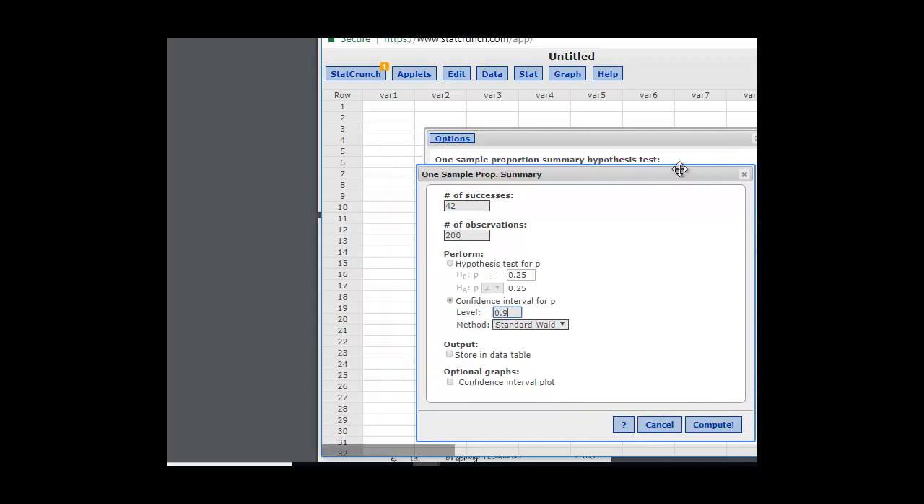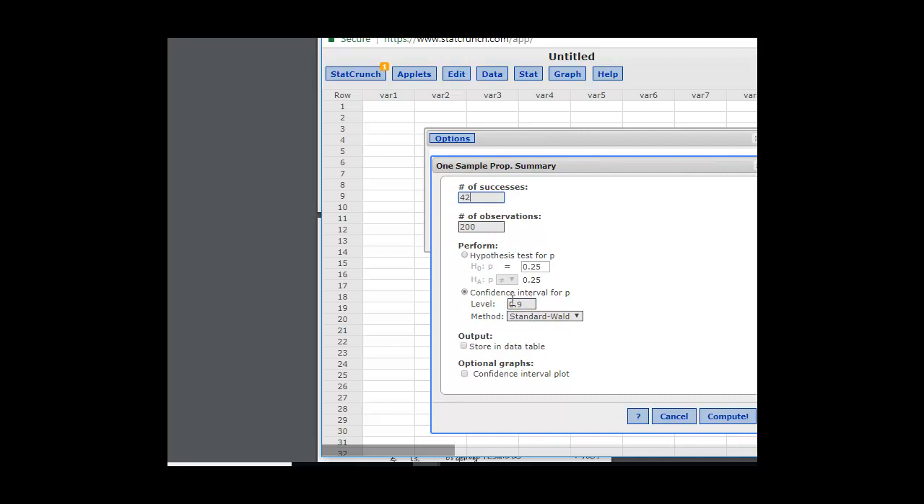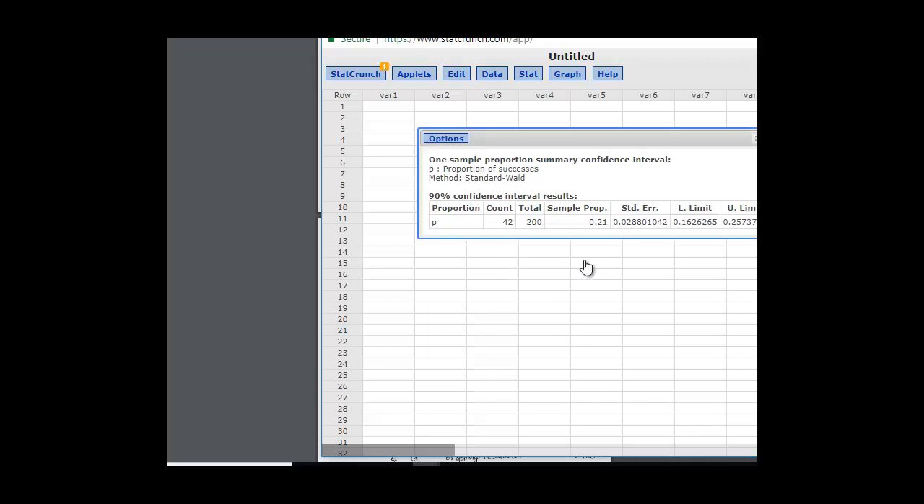So I click compute, and it is going to show me my confidence interval. My lower limit was 0.1626. My upper limit was 0.2573. Remember, 0.25 falls in this range. So again, all of this from StatCrunch supports what we came up with doing this by hand.